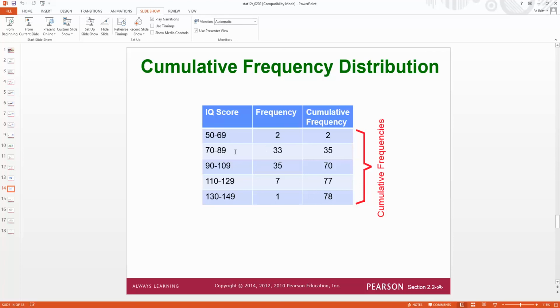And usually here on the left where it has 70 to 89, you wouldn't have that. Instead of 50 to 69, you'd have something like below 69, and that would be 2. Then below 89 would be 35. Below 109 would be 70. Below 129 would be 77, and then below 149 would be 78. So you don't keep the same classes if you do a cumulative frequency.